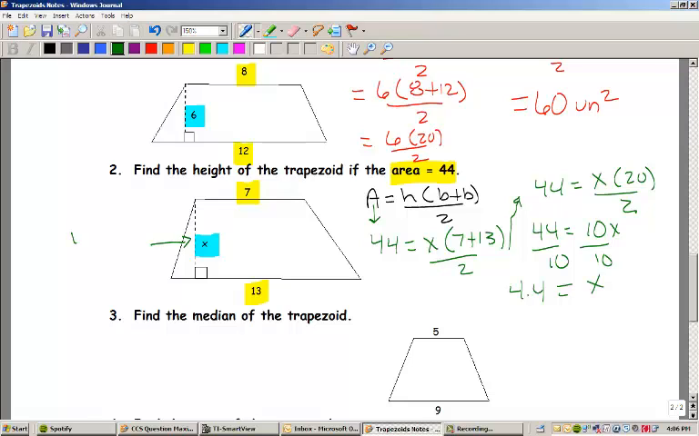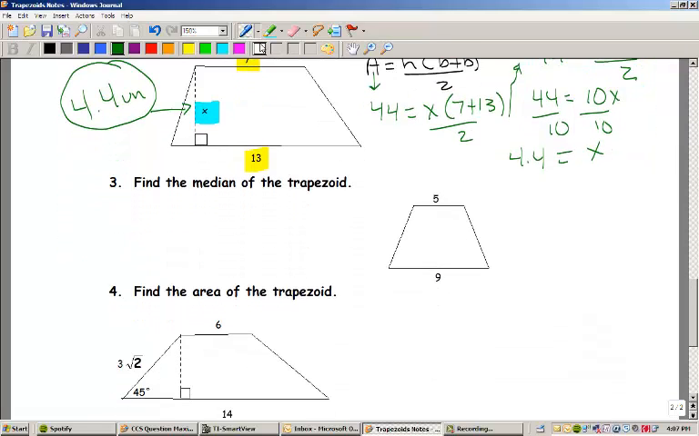So the height, again, is 4.4 units. So I'm just going to write it as 4.4 units. Next question, what is the median of my trapezoid? So median and midsegment mean exactly the same thing.